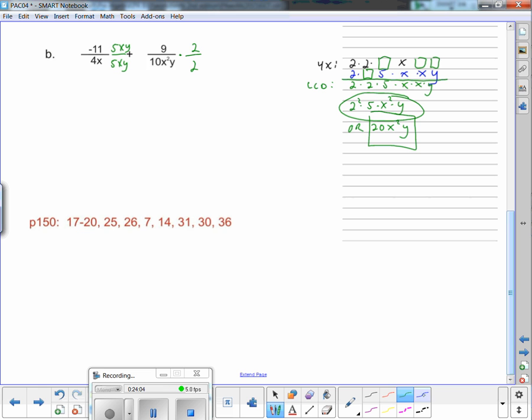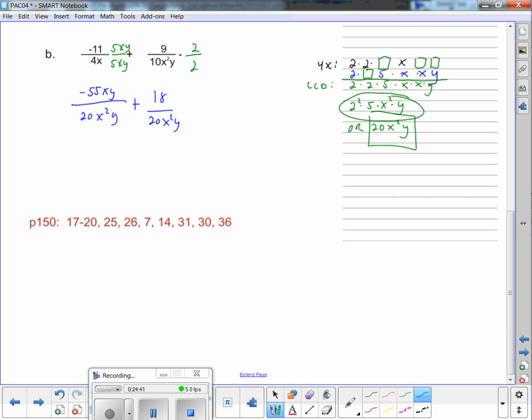Now watch. Just watch. A negative 11 times 5xy is a negative 55xy. Bottom. 4 times 5 is 20, right? x times x is x squared times y. Notice how I have the LCD right now, don't I? Of course, that's what I was after. Let's do the second fraction. 9 times 2 is 18. Bottom. 10 times 2 is 20 times x squared y. Look at that. Same denominator.